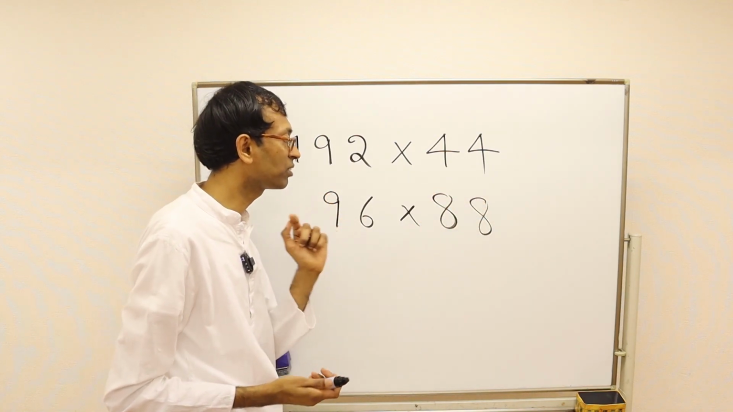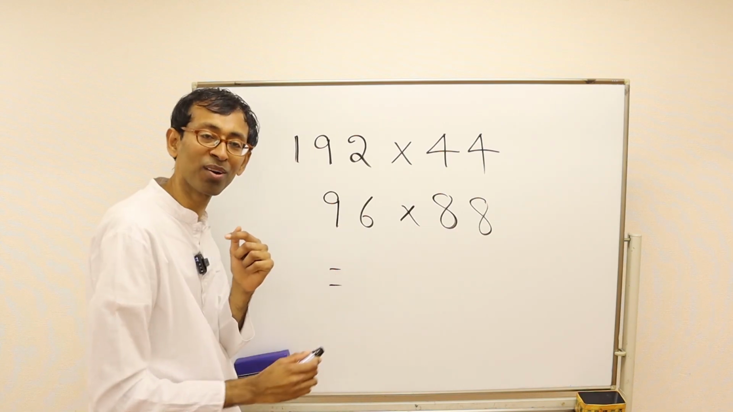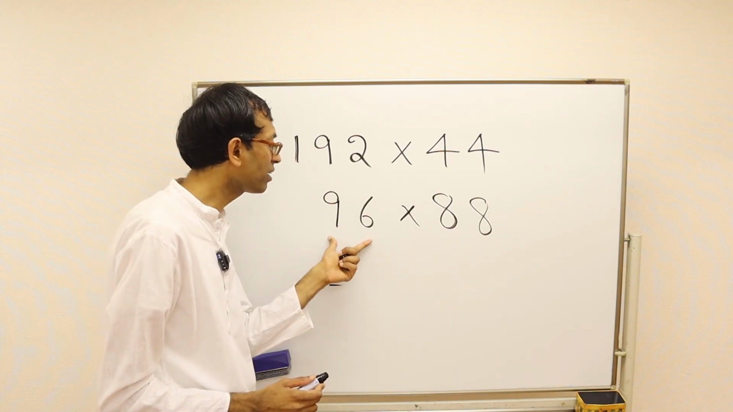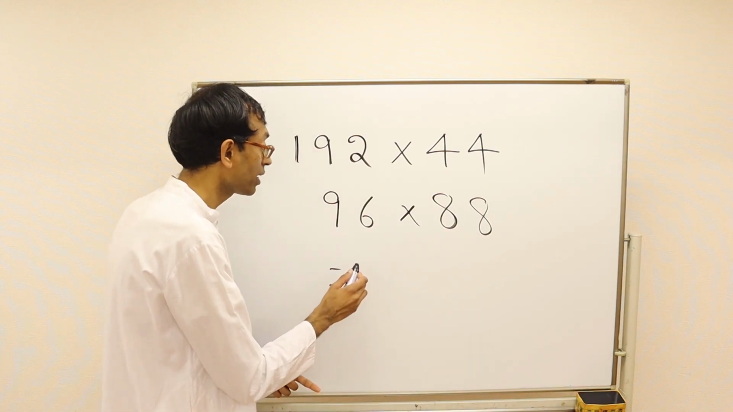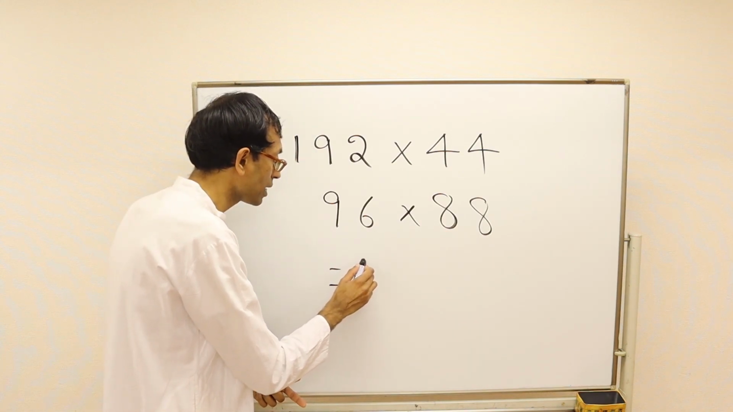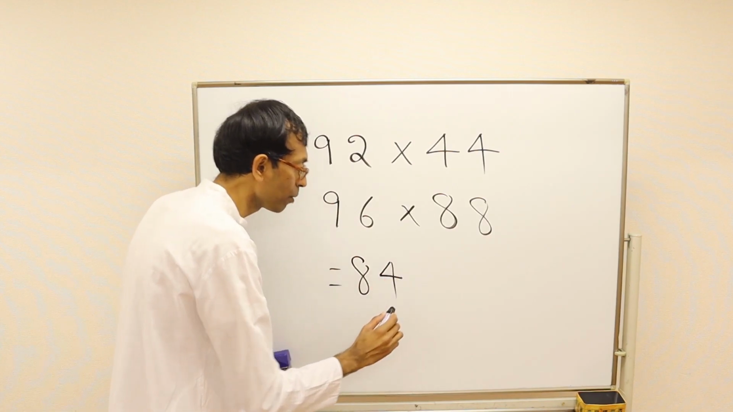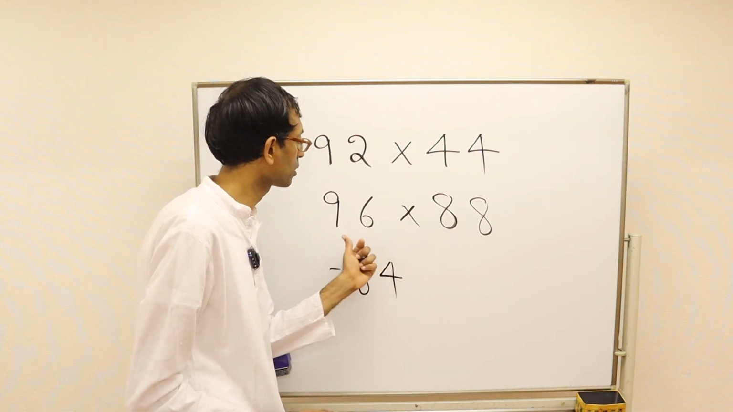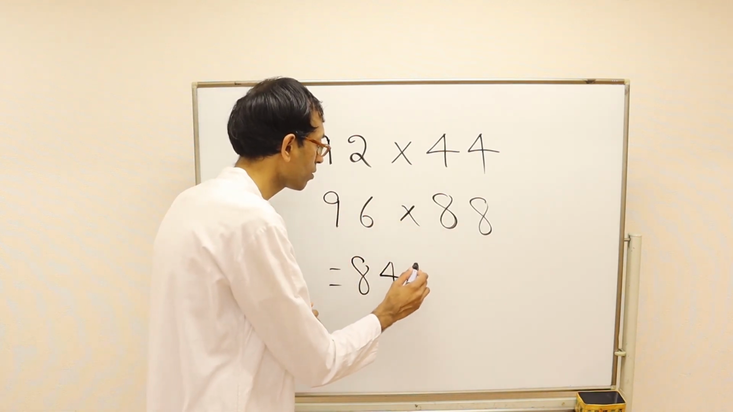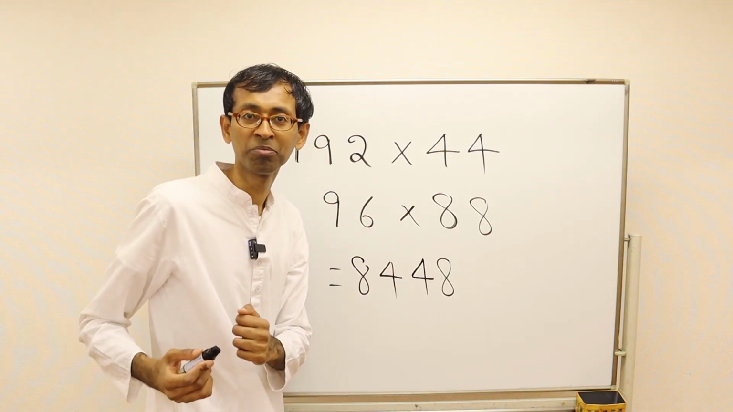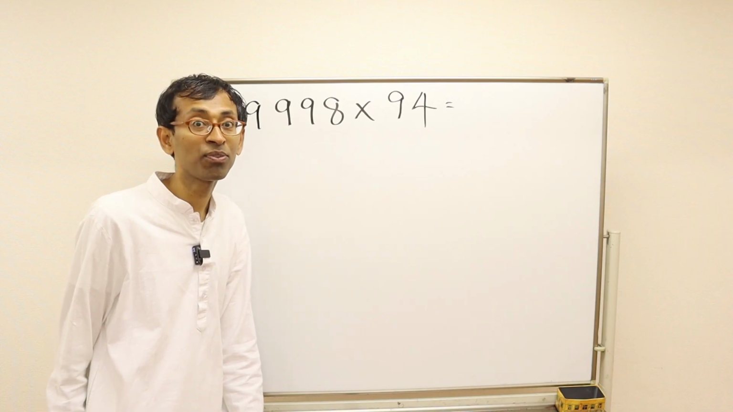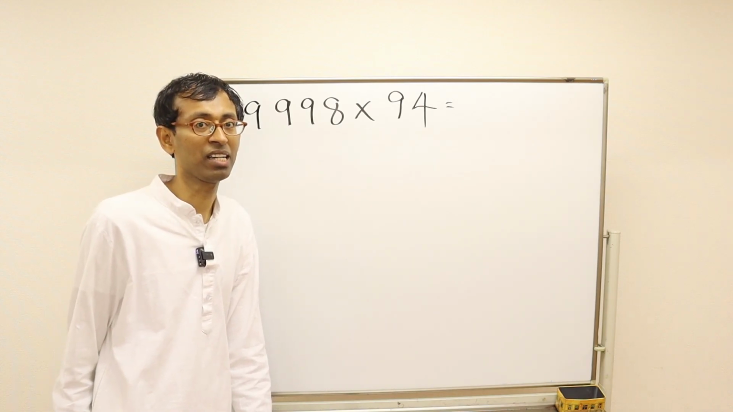Wow! Now this one is straightforward. We know 96 minus the proximity here, which is 12. So 96 minus 12 is 84. And then you multiply the proximities. 4 times 12 is 48. As simple as this. Now we have the final variation of base multiplication.